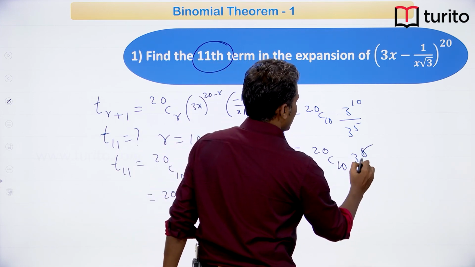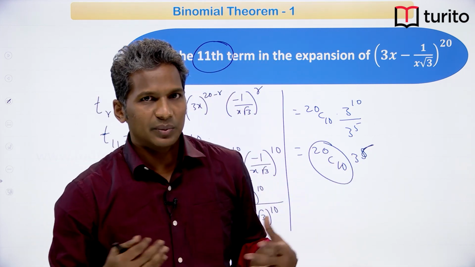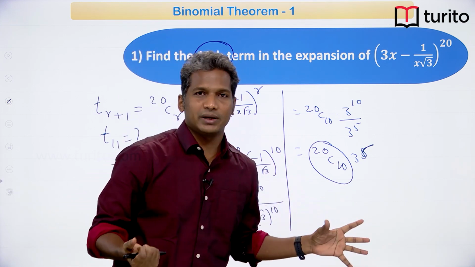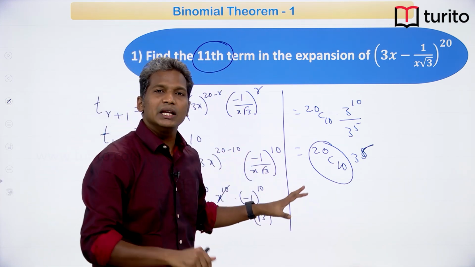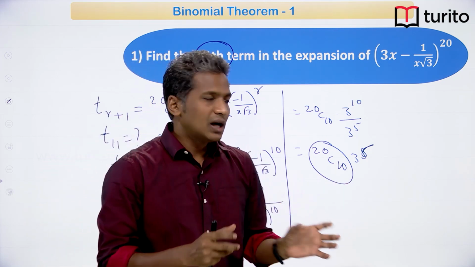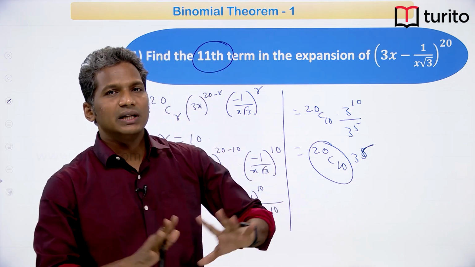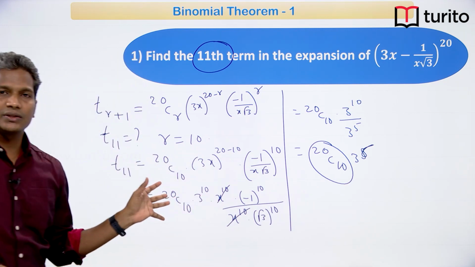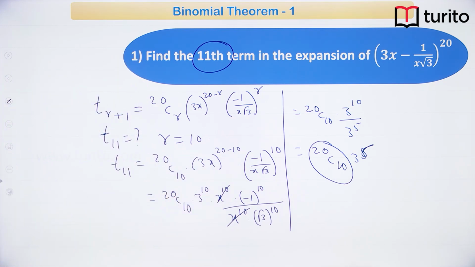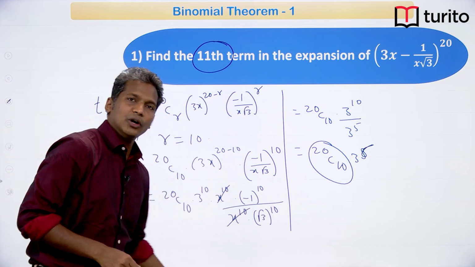But if you want to further simplify 20C10, definitely it is not recommended, because this number is going to be too big. So in this chapter we can leave the answers like this. Whenever you arrive at an answer where numbers like 20C10 are mentioned, you can just leave them like that. So this way we can solve the problem. Just quickly take a snapshot. Okay, can we move on?